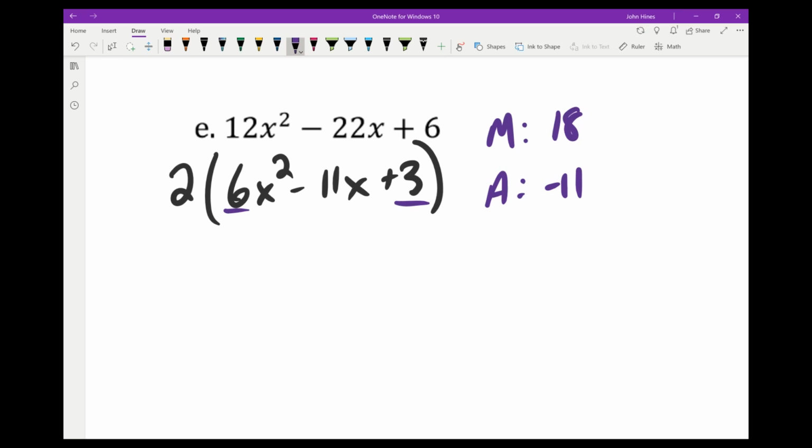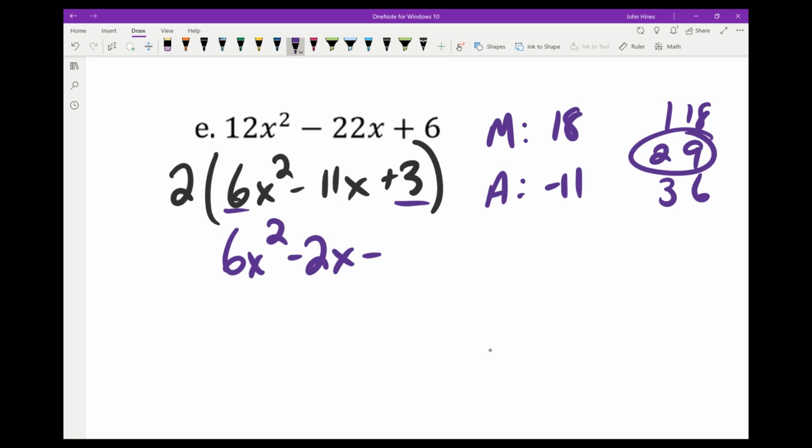8 times C. 1 and 18, 2 and 9, 3 and 6. Who gets me to 11? Those guys do. Minus 2x minus 9x plus 3. So I split my negative 11 here as negative 2 and negative 9. So then I can take out a GCF, divide by 2x.